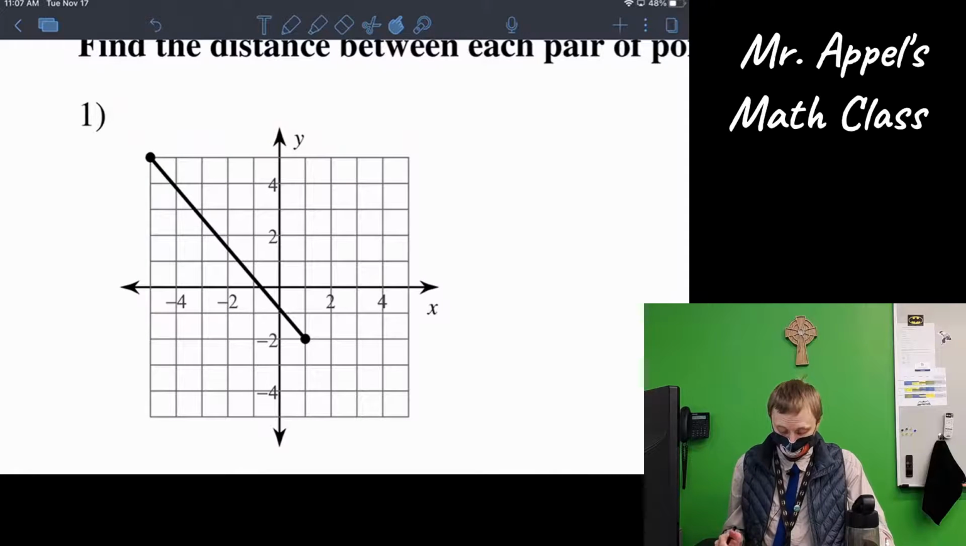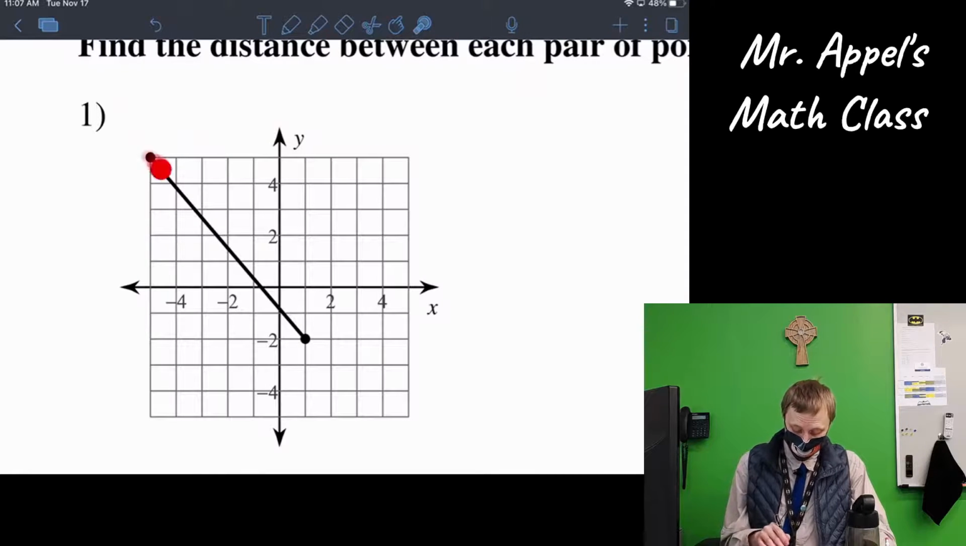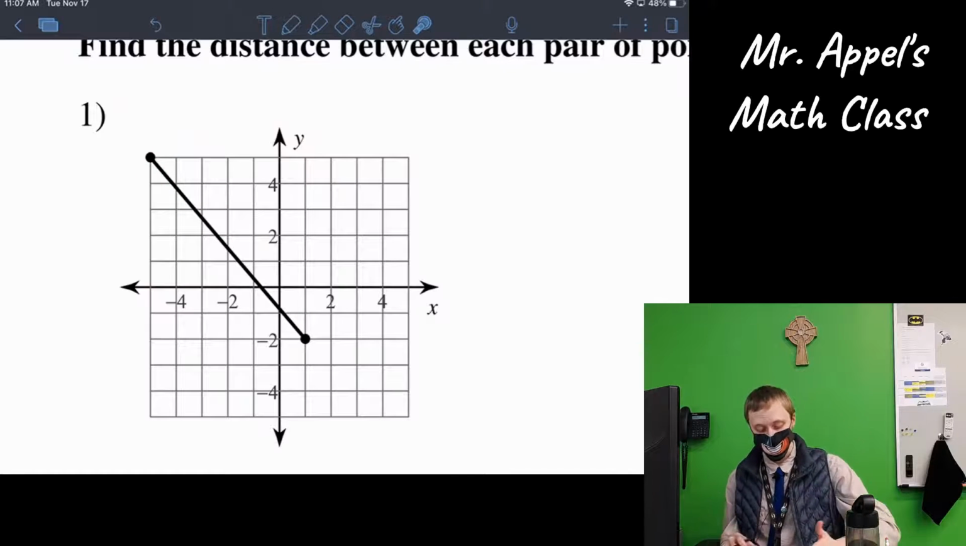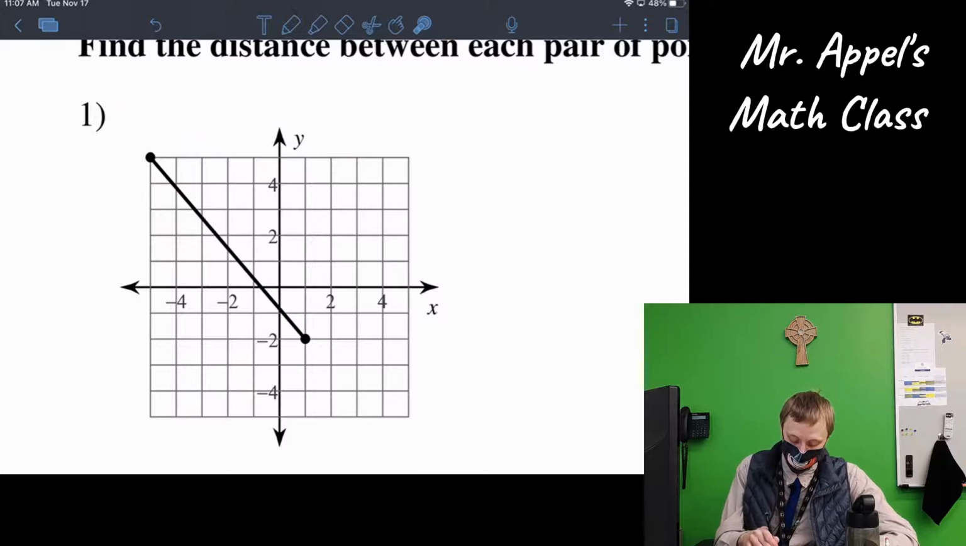Find the distance between each pair of points. They've drawn it in for us. Very lovely there for you. Visual people, you might want to create this sketch where they don't give it to you. And so the first thing I would do is turn this into a triangle.